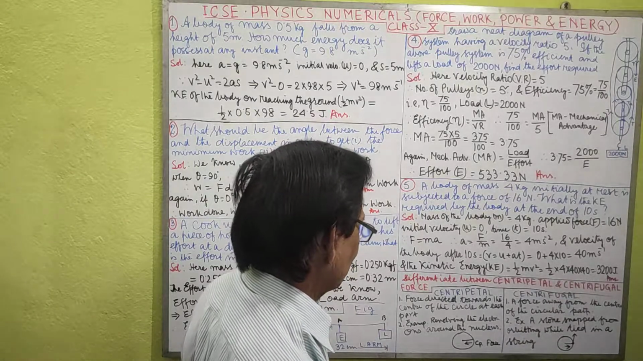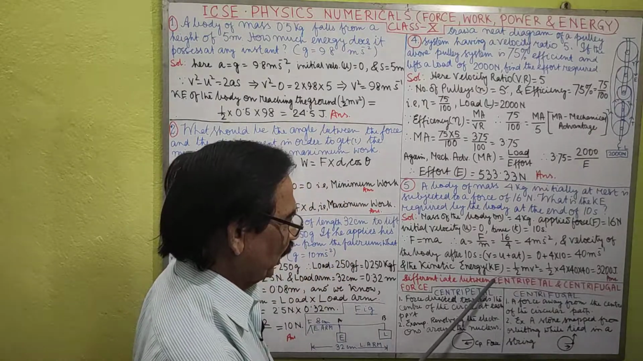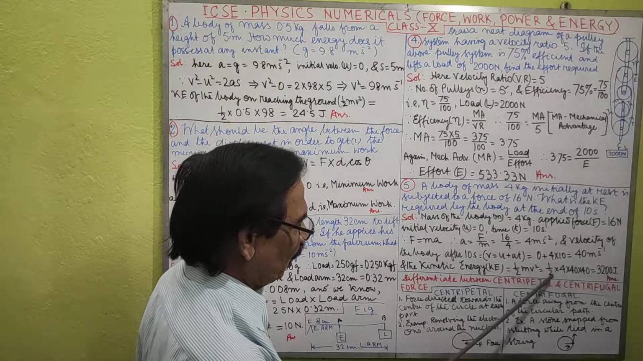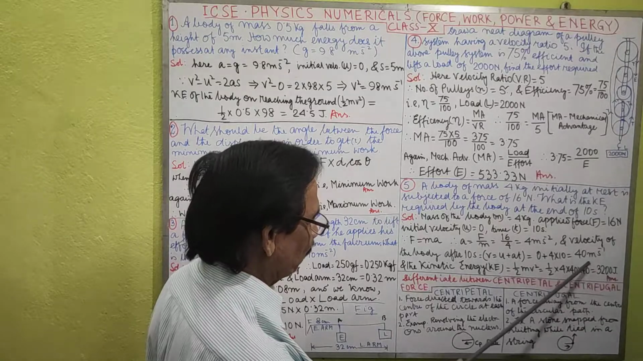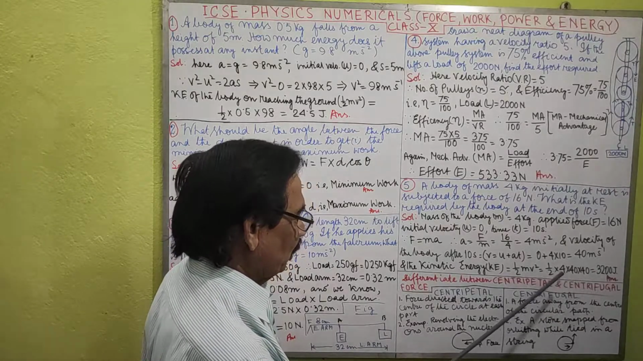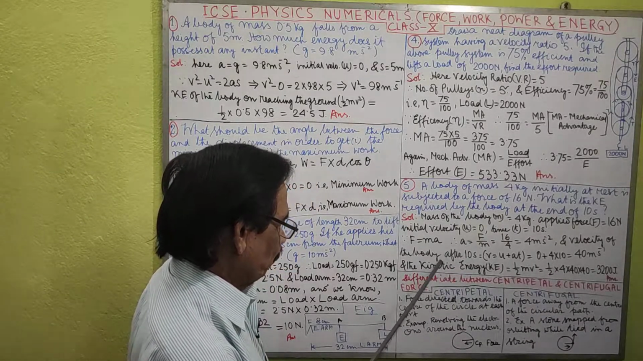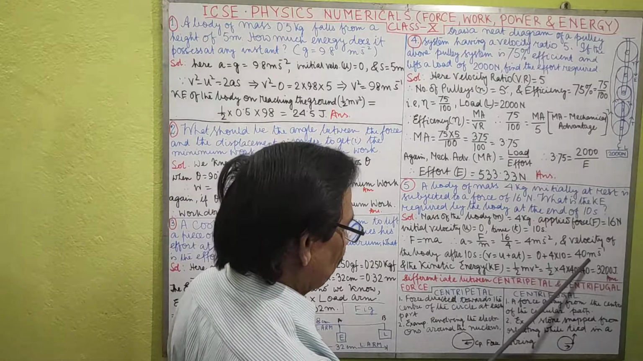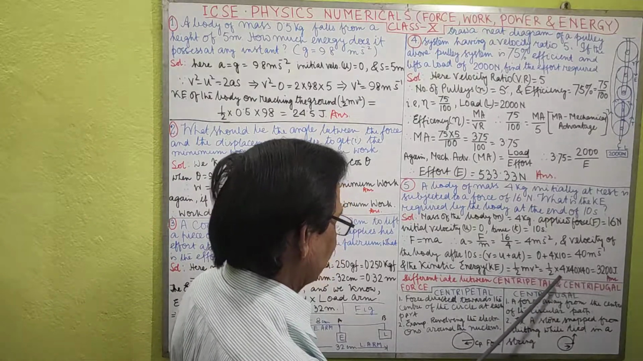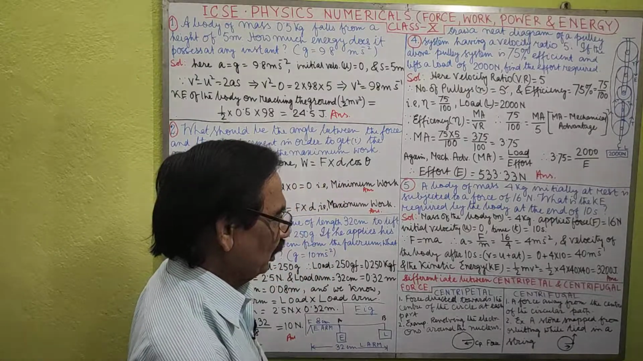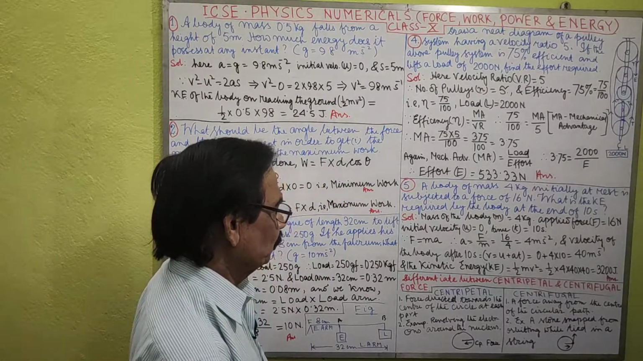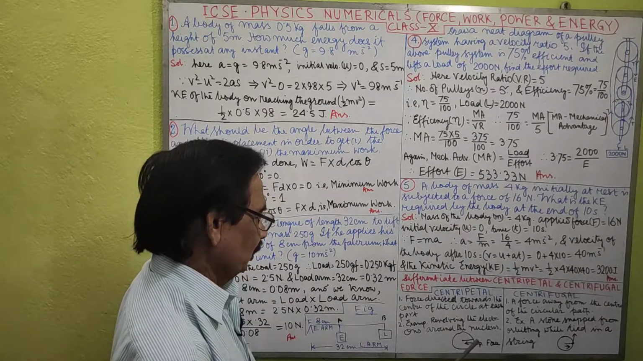40 meter per second. Therefore, the kinetic energy K equal to half mv square, half into mass 4 kg into 40 into 40, because the velocity is 40 meter per second, v equal to velocity. So after calculating, we are getting 3200 joule, the kinetic energy.